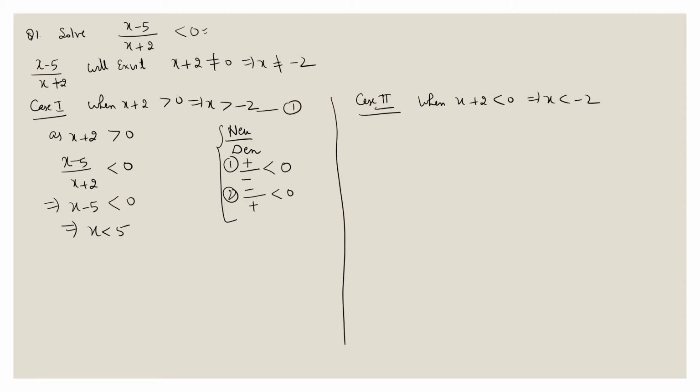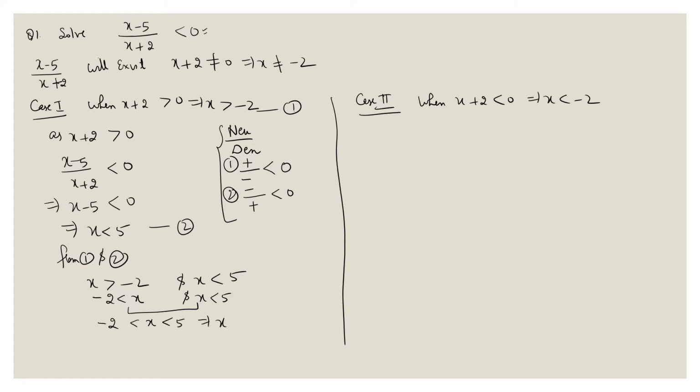Okay. So combining these two results, we should get something common. From 1 and 2, what do we get? x is greater than minus 2 and x is less than 5. So can I write it like this? Minus 2 is less than x and x is less than 5. Both combined together can be written as x lying between minus 2 and 5. And because the sign is of strict inequality, x belongs to the open interval (minus 2, 5), which can be represented on the number line like this: here lies minus 2, here lies 5.